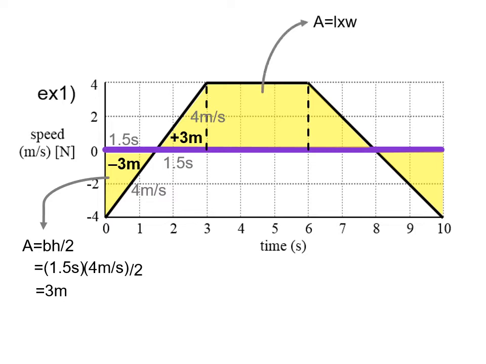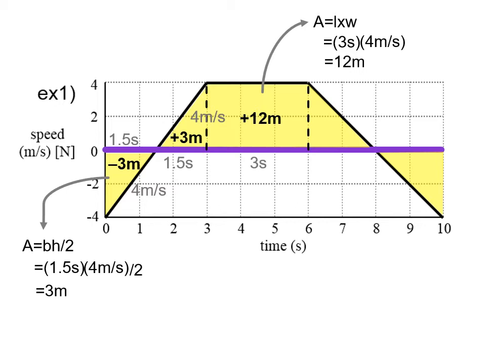Now for that rectangle. The area of a rectangle is length multiplied by width. The length of this rectangle is 3 seconds because we go from 3 to 6 seconds. And the height of this rectangle is 4 meters per second because we go from 0 to 4 meters per second. So the length is 3 seconds multiplied by the width of 4 meters per second, and that gives us a total of 12 meters. And again, it's above 0, so that's positive 12 meters.